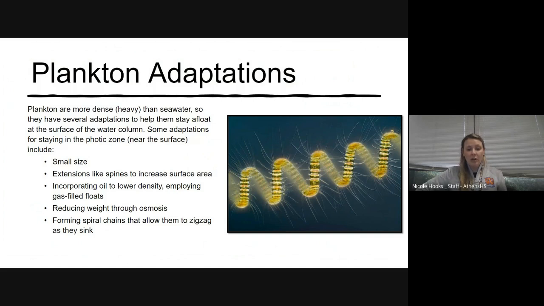They will also try to reduce their weight through osmosis. So they'll try to get rid of water. And then they also will form spiral chains, again, like the picture you see there, so that they can slowly fall instead of falling straight down.